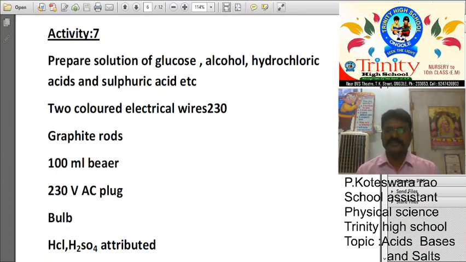Alcohol consists of OH minus. Hydrochloric acid, HCl. Sulfuric acid, H2SO4, etc. First we want to prepare these solutions because glucose is a solid. If you add some water, then the glucose solution is prepared. Alcohol is a liquid only; if you add some water, alcohol solution is prepared. Hydrochloric acid and sulfuric acid are also liquids. So first of all we prepare these solutions in different beakers.